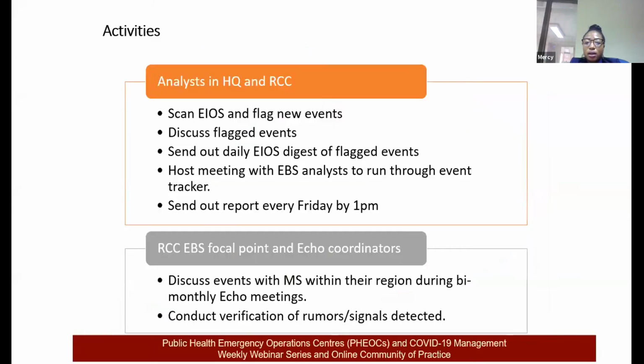Next slide. So the analyst. We're looking at what we do routinely, daily, what our work is as an analyst in the event-based surveillance unit. The analysts at the HQ and the ROCC scan through the EIOS and flag new events, and we discuss these flagged events bi-weekly. We also send out a daily EIOS digest of flagged events that are relevant to our EWA.